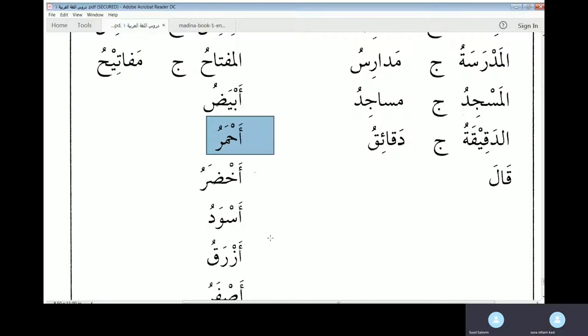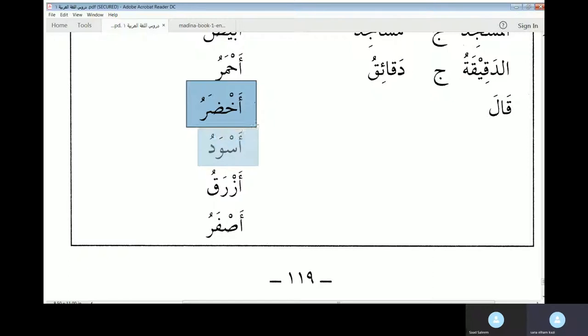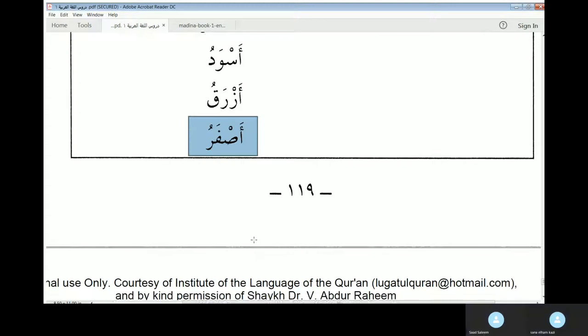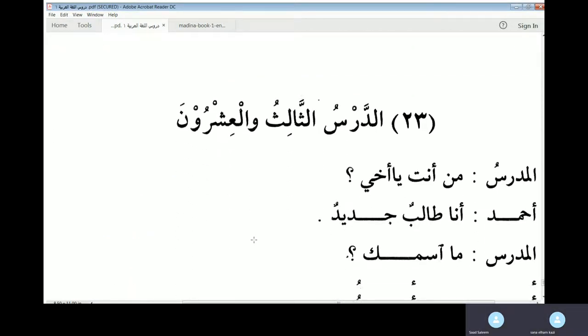Continue. Ahmaru, red. Akhzaru, green. Aswadu, black. Azraqu, blue. Asfaru, yellow.